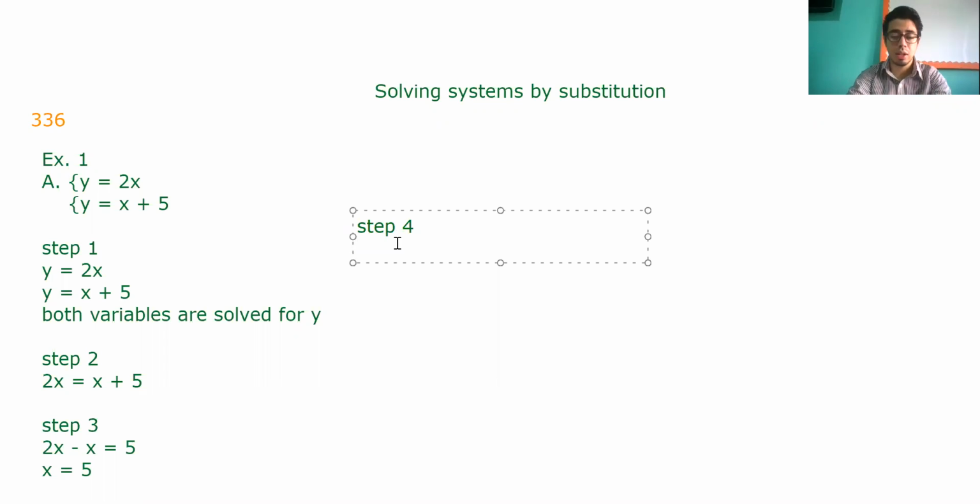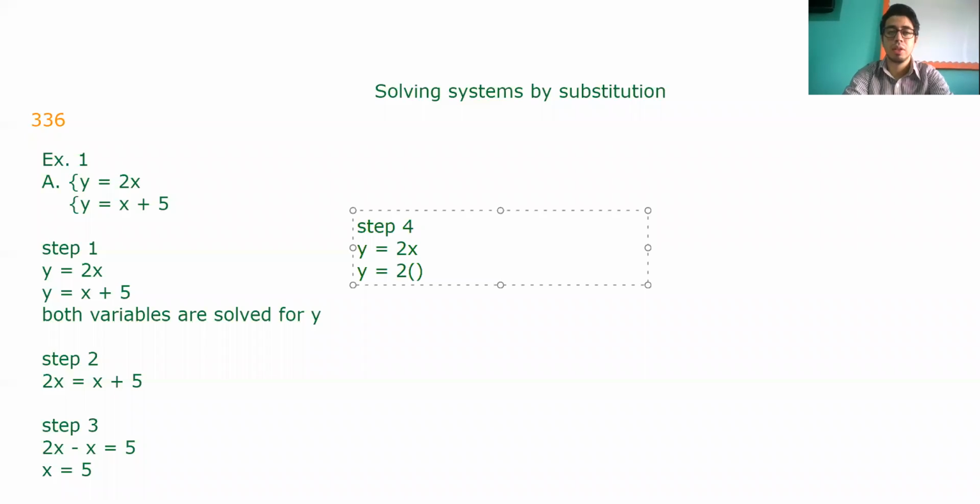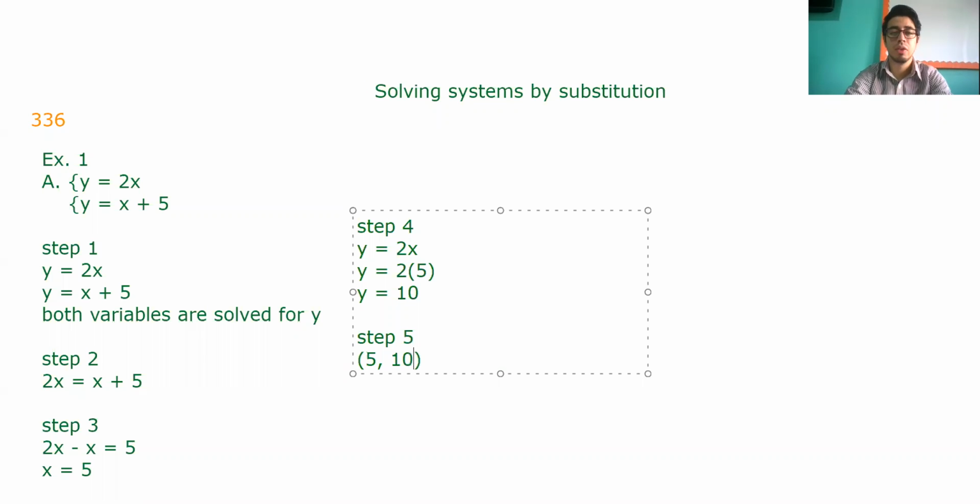In this case, we are going to replace in the first one, y equal 2 times x, so y is equal 2 times 5. Then you can say that y is equal 10. And the step 5 is only to write the solution you find, okay? So what are the 2 values we have? 5 for x and 10 for y.